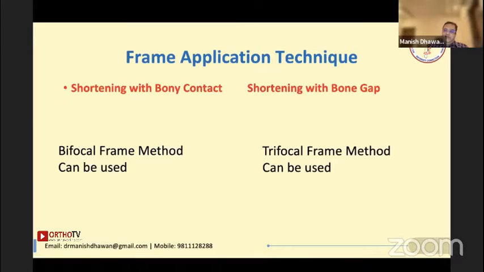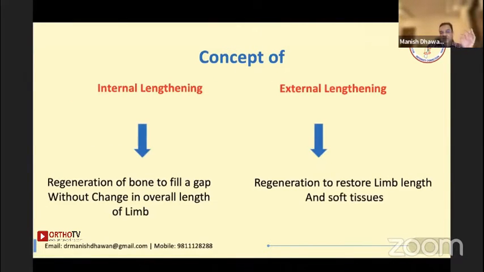Now, frame application technique: shortening with bone contact, a bifocal frame can be used; shortening with a bone gap, the trifocal method can be used. Now, there is a concept, sometimes in literature, you will find internal lengthening and external lengthening. So what is the definition of internal lengthening? Regeneration of bone to fill the gap without change in overall length of the limb. Like in a stiff hypertrophic non-union, you first compress and then you distract. So that is basically, if you want lengthening, internal lengthening.